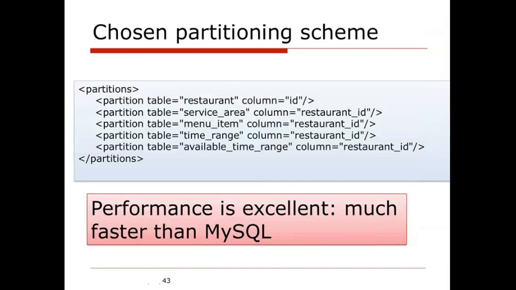And so I chose restaurant ID, both in the primary key and also in the foreign keys, as the partitioning scheme. And I got some pretty good performance, roughly 10x faster than MySQL at least. In some cases, it was even 20x faster. So it was pretty good.